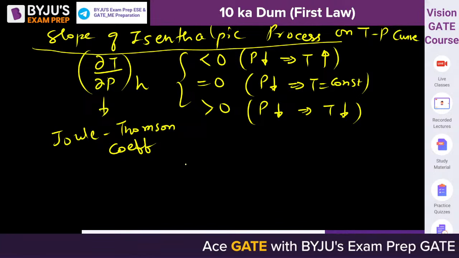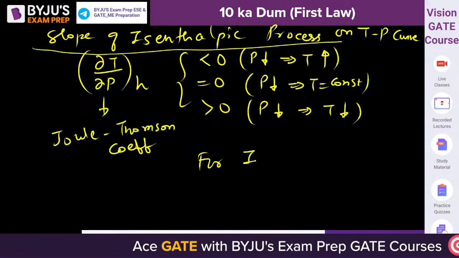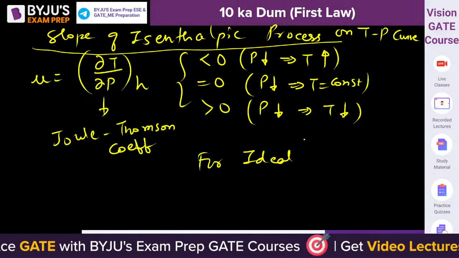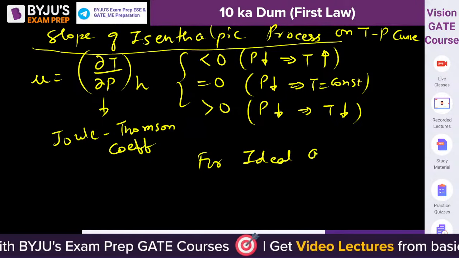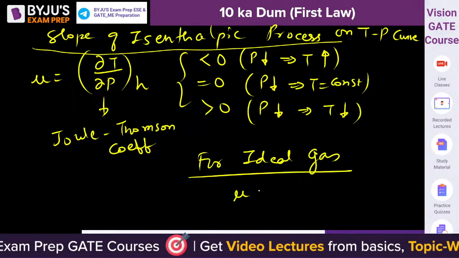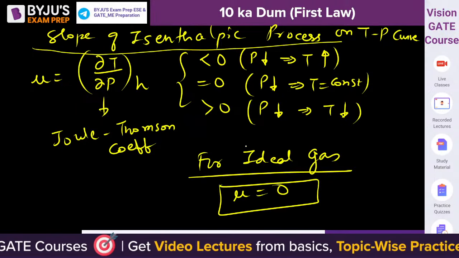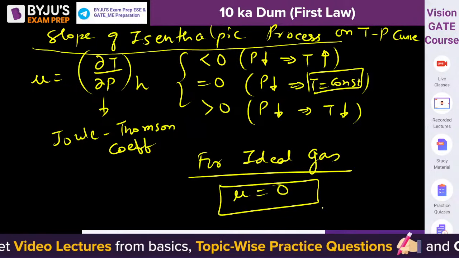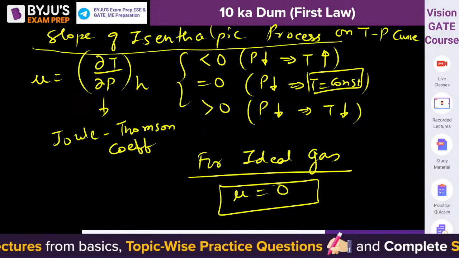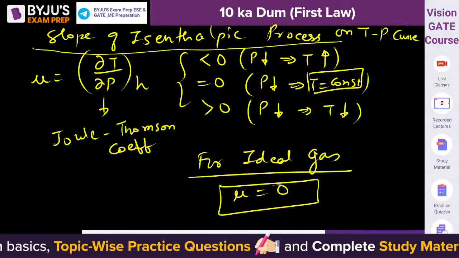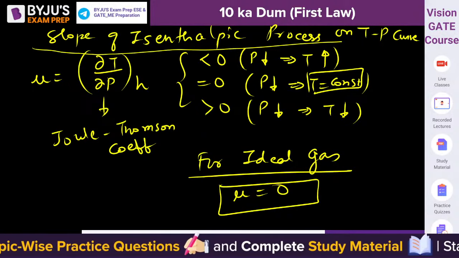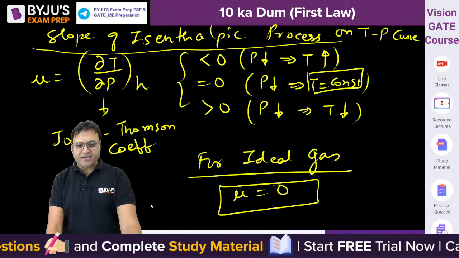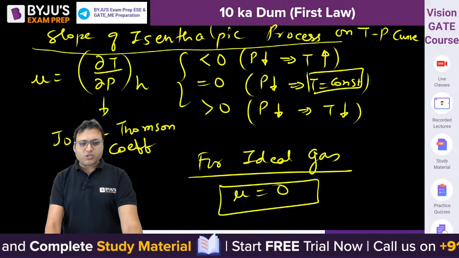And this is called mu, the Joule-Thomson coefficient. So for an ideal gas, what is the value of the Joule-Thomson coefficient? It will be 0 because temperature is constant. For an ideal gas, the Joule-Thomson coefficient will be 0, isn't it? So this is about question number 1. Very nice, Ludwig Prandtl. Well done, great. Let us move to the next one.